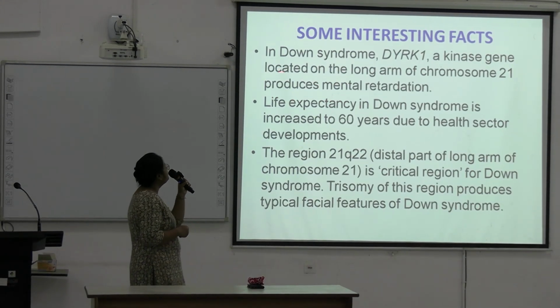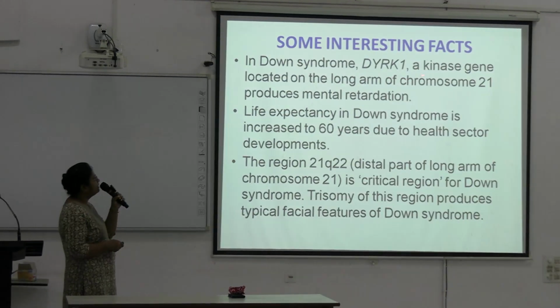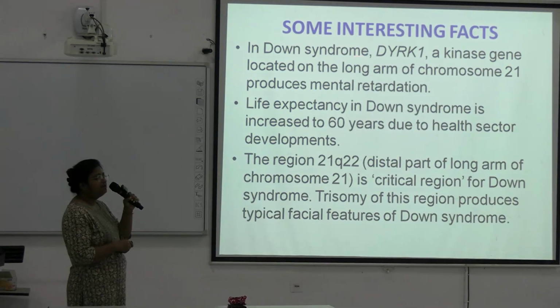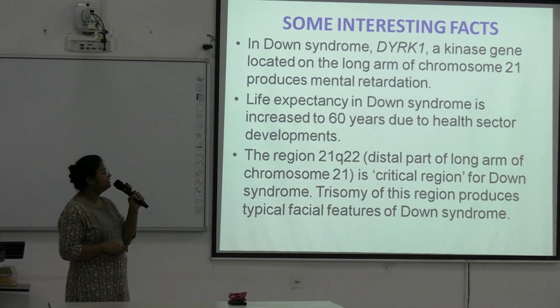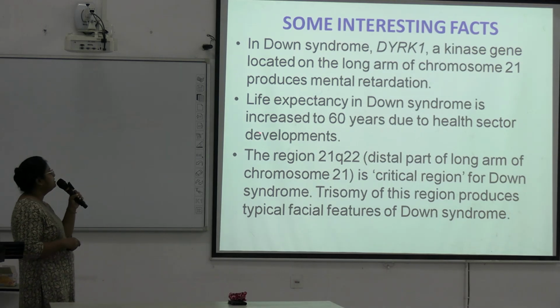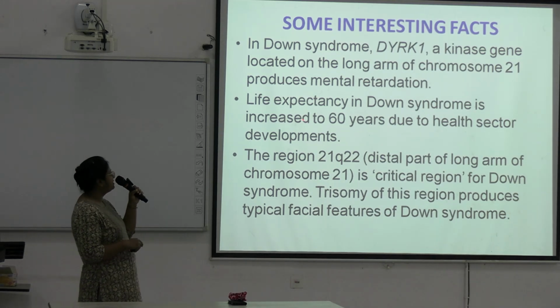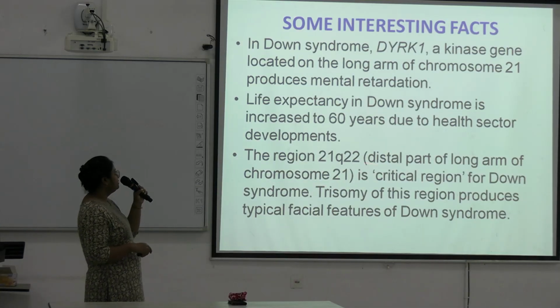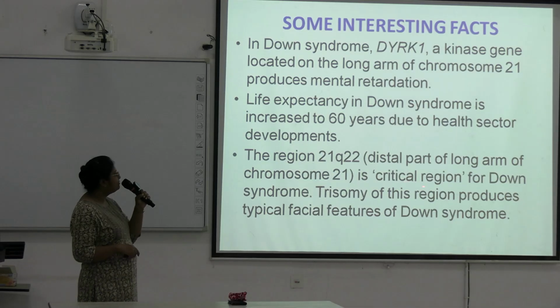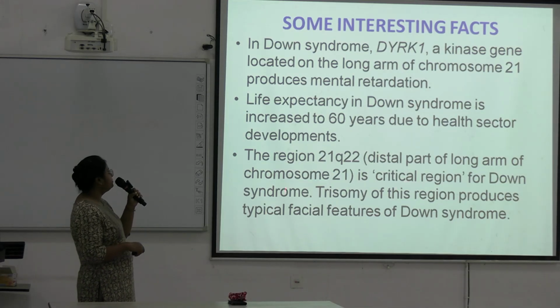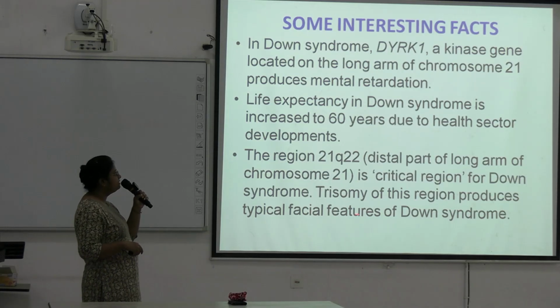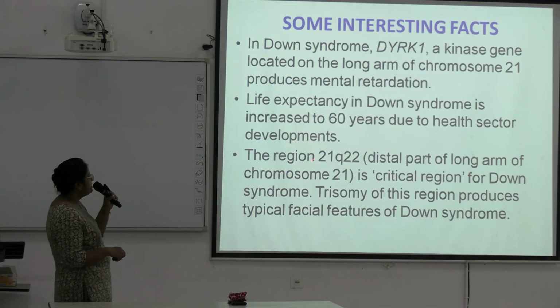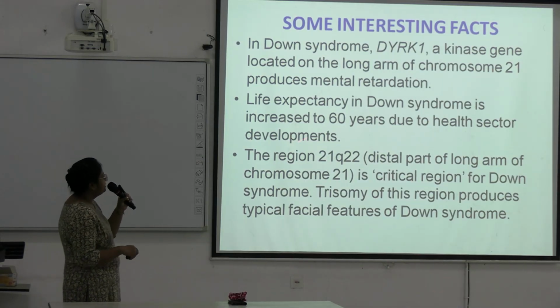Next, in Down syndrome, the DYRK1A gene, a kinase gene located on the long arm of chromosome 21, produces mental retardation. Life expectancy in Down syndrome has increased to 60 years due to health sector developments. The region 21q22, the distal part of the long arm of chromosome 21, is the critical region for Down syndrome, and trisomy of this region produces the typical facial features of Down syndrome. So this area is involved in case of Down syndrome.